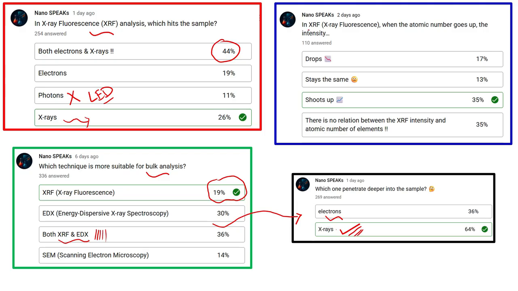Similarly, I asked, in XRF, what happens when we increase the atomic number? So what happens to the XRF intensity? The answer was that it shoots up, it increases. But in most of the responses you can see, they said there is no relationship between these two, which is very strange.